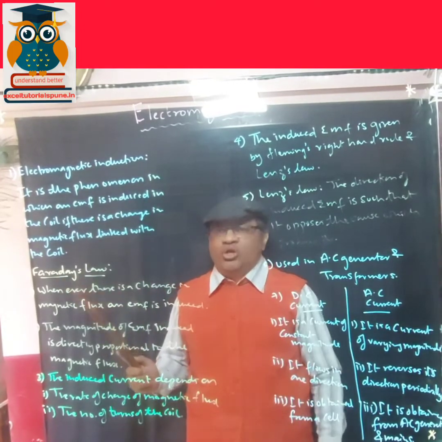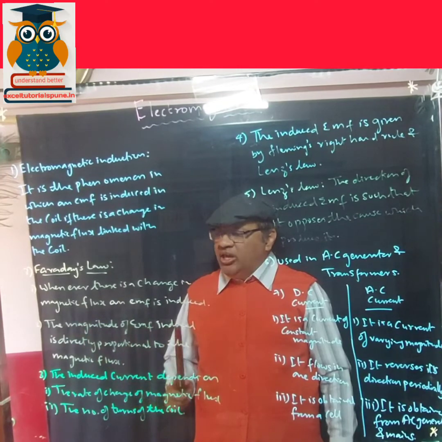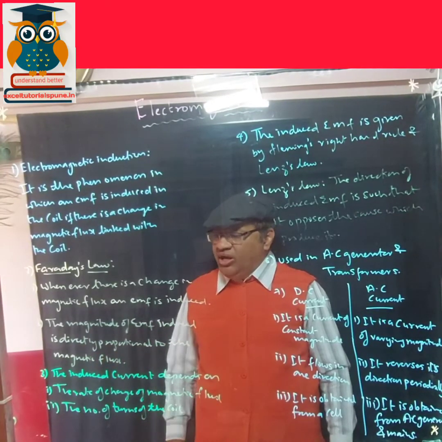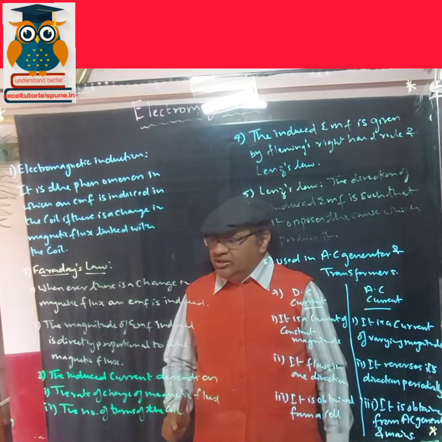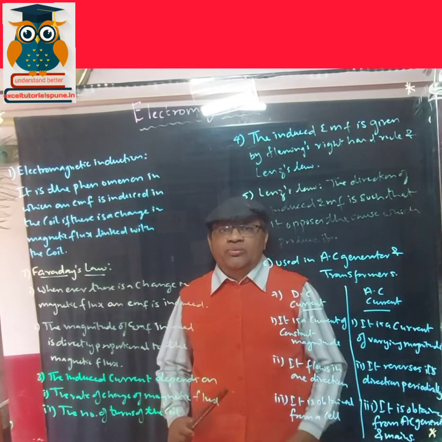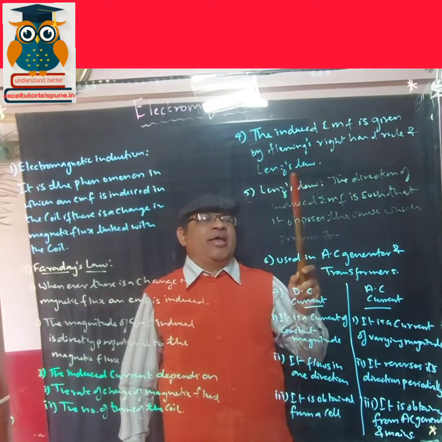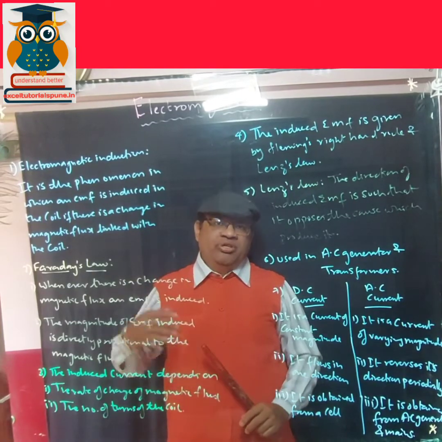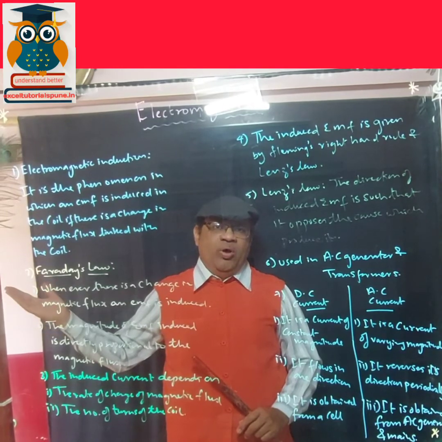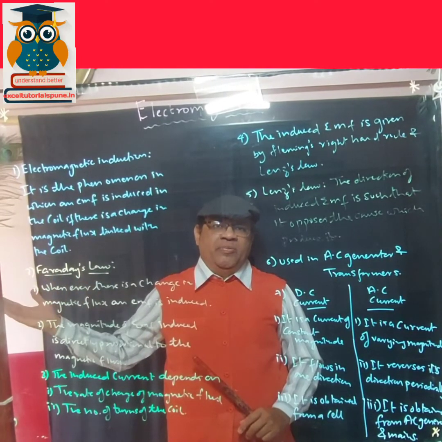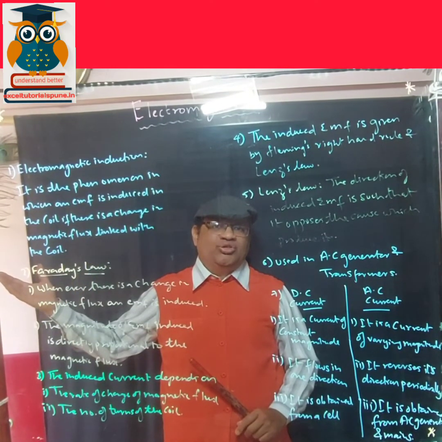Faraday's laws are based on that. Whenever there is a change in magnetic flux, then EMF is induced. The magnitude of the induced EMF is directly proportional to the rate of change of magnetic flux. The induced current depends on the rate of change of magnetic flux and the number of turns of a coil. Now the direction of the induced EMF is given by Fleming's right-hand rule and Lenz's law. Now we studied about a current carrying coil in a magnetic field, where the force acts on it when a magnet is brought next to it.